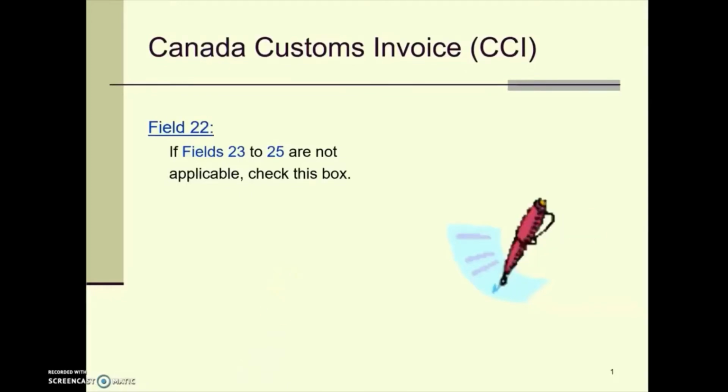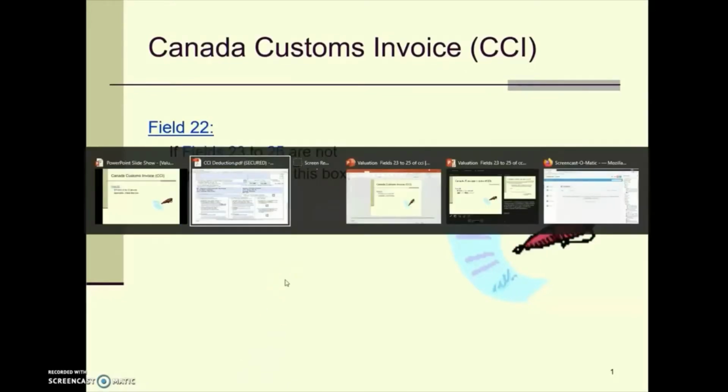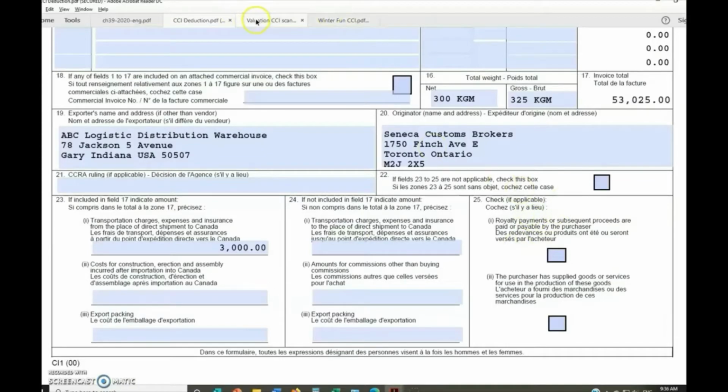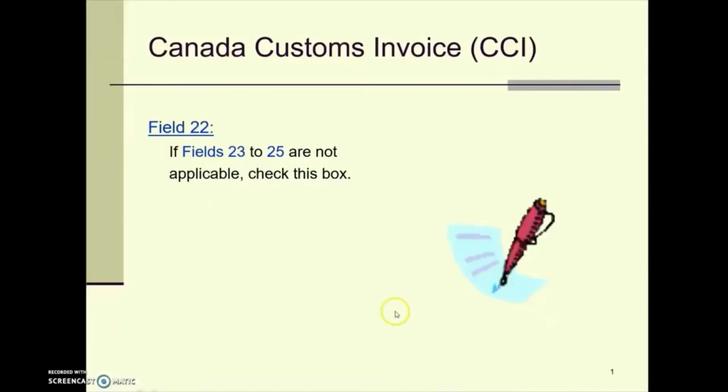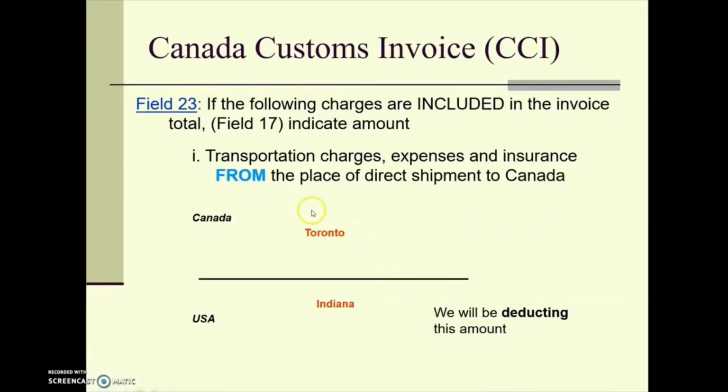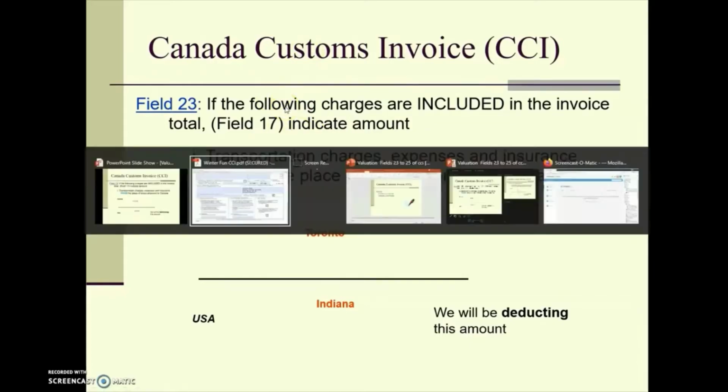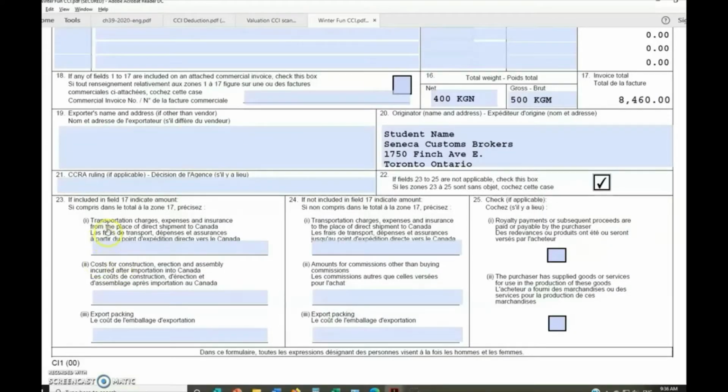Okay, so let's talk about field 22, what we just talked about. If fields 23 and 25 are not applicable, we check that box. And before, we did check that box. Okay, so next field, field 23. If field 22 is not checked and field 23 is completed, let's read what field 23I says. It says, if included in field 17, the invoice total.